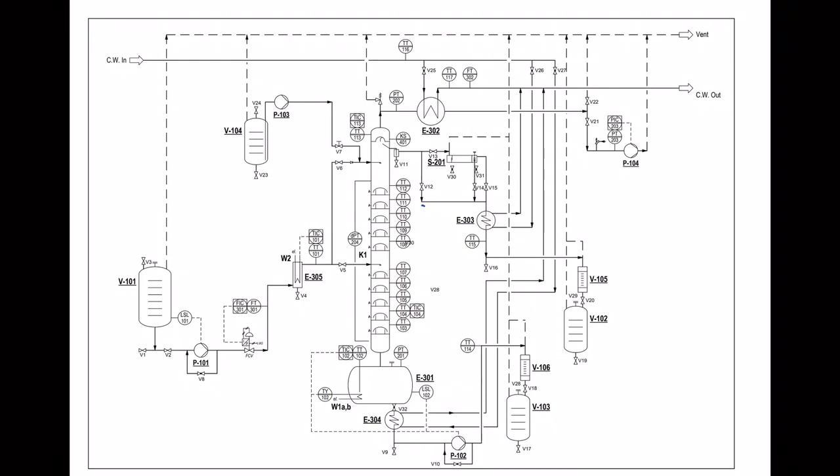Run the distillation column until a stable condition is observed. How do we make sure the stable condition is reached? When the temperature indicator at the top of the column, which is TT113, gives a constant reading with an allowable fluctuation of plus or minus 0.2 degrees Celsius.